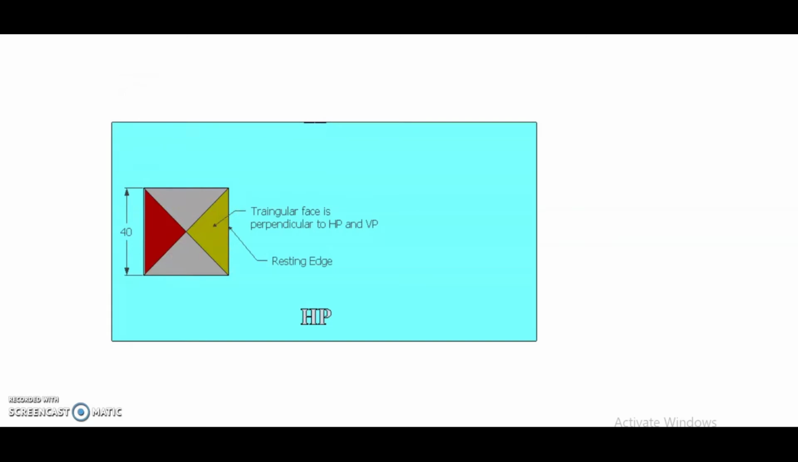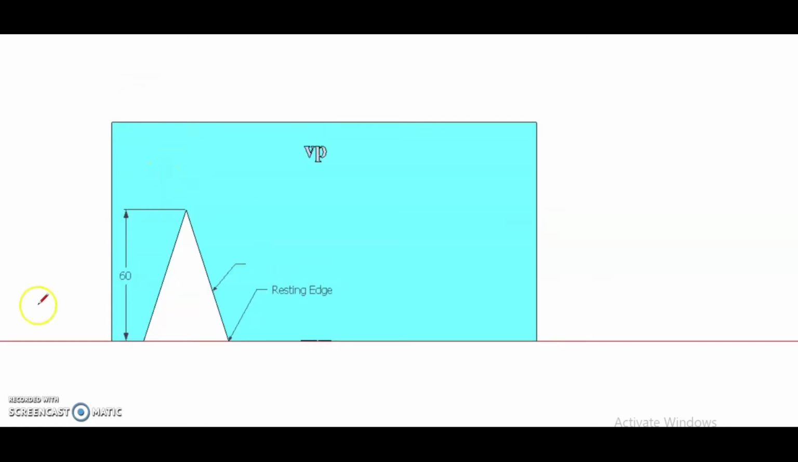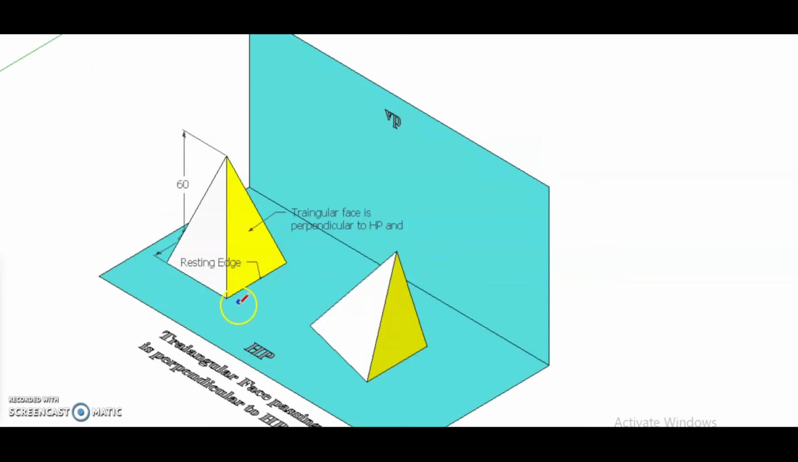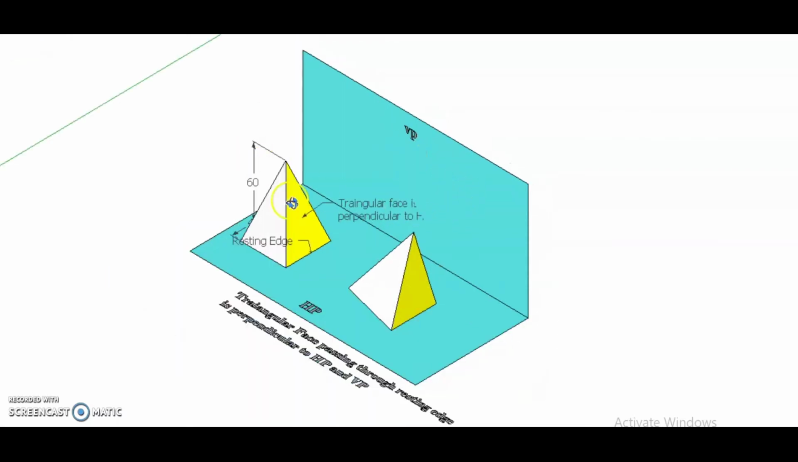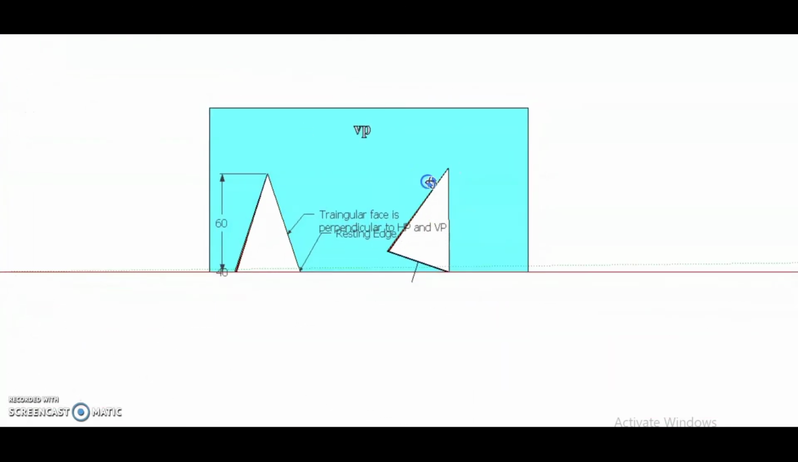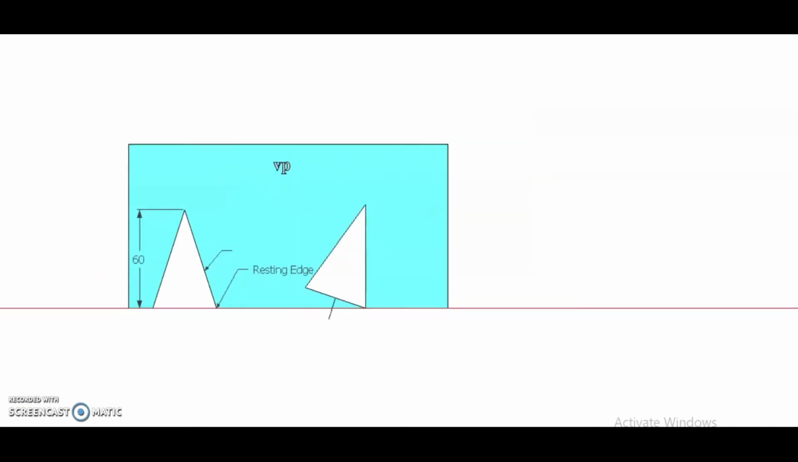Now the next condition is that this triangular face is now perpendicular to HP as well as perpendicular to VP. So if you observe, it will appear like this one. This is the inclined condition. This triangular face is now perpendicular to HP as well as VP. So its front view will appear like this one, and its top view will appear like this one.